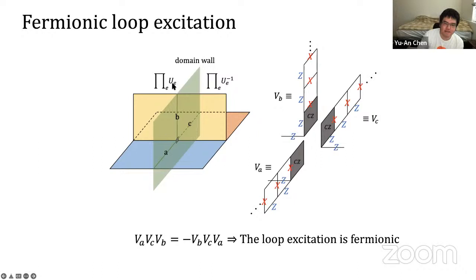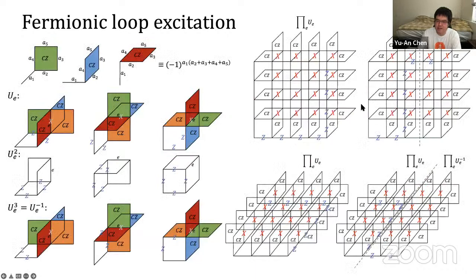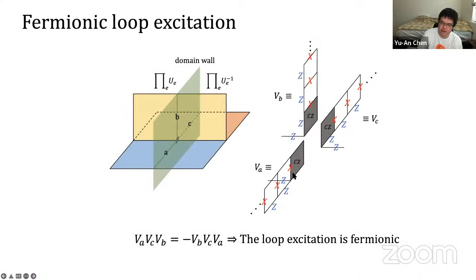On the right, I only apply UE inverse. So around this line A, B, C, I extract the part which is relevant. You can see on this side there's some XZ part, and on the vertical one there's some XZ. So I just try to extract the relevant piece on this domain wall.